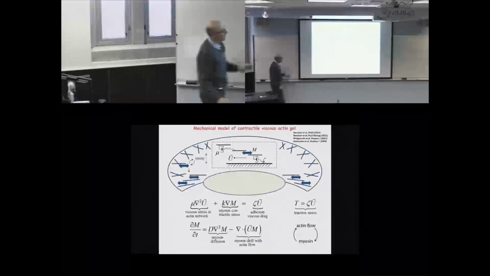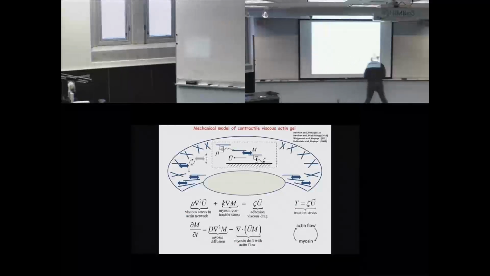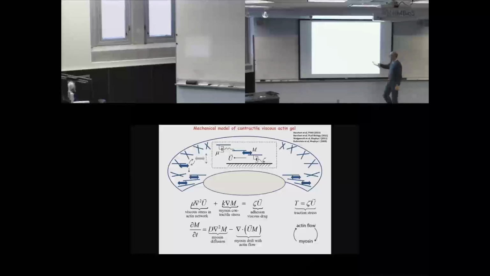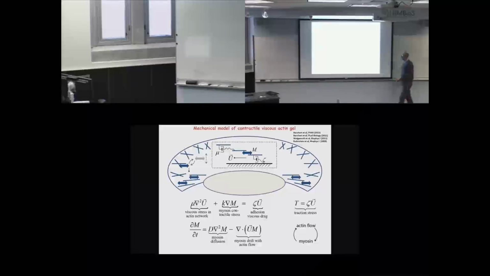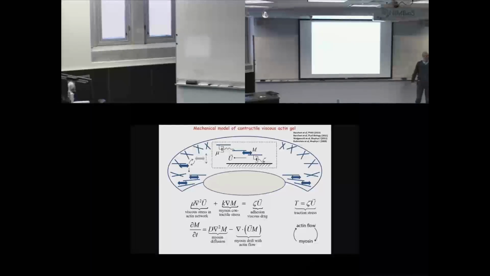So here is the model. It consists simply of two partial differential equations. This is the minimal model. We have the whole hierarchy of those models. Some of them have more equations, more parameters, and are more sophisticated. But this minimal model explains the essence of this self-polarization. And so it's two equations. The first equation is balance of forces in the lamellipodium.